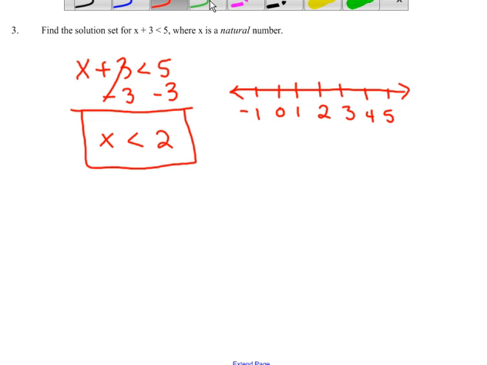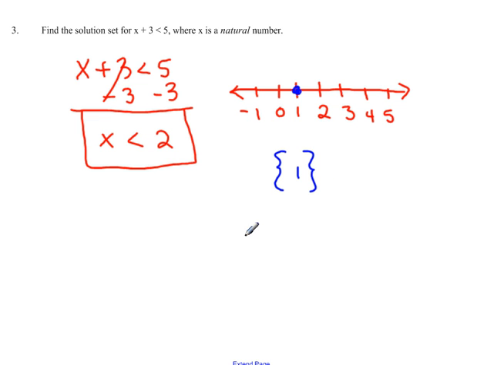Okay, and now I want to graph this. So what is the first natural number less than 2? Well, it wouldn't be 2 because 2 is not less than 2. It's equal to 2. So the first one would be 1. What's the next natural number? Well, the next number would be 0, and 0 is not a natural number, so the only answer for this problem is 1, based on the set of natural numbers. So the solution set would just contain the set 1.